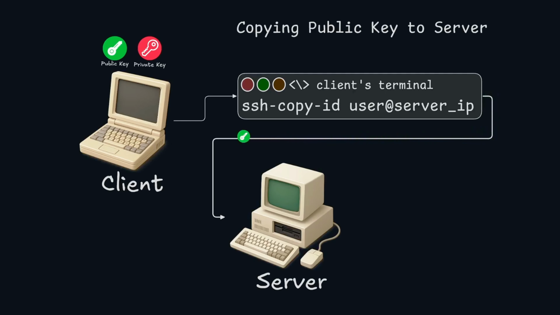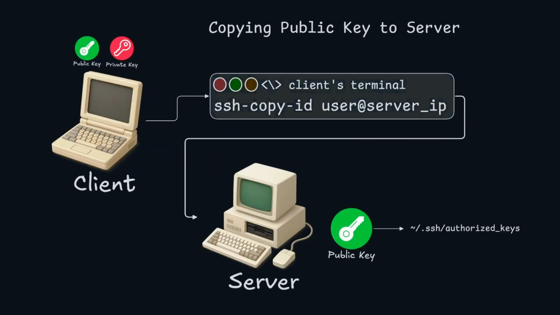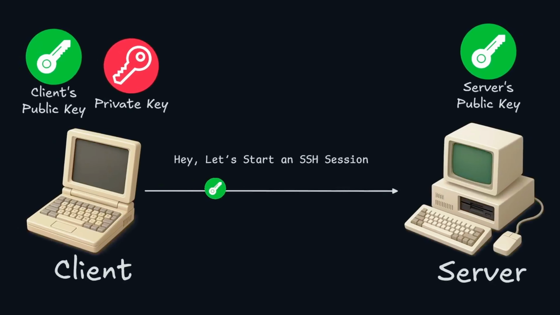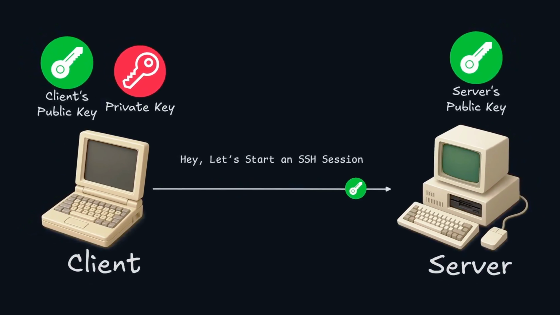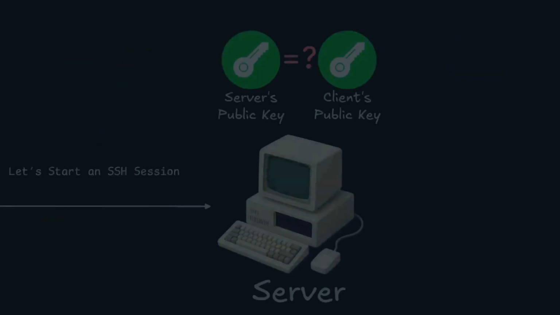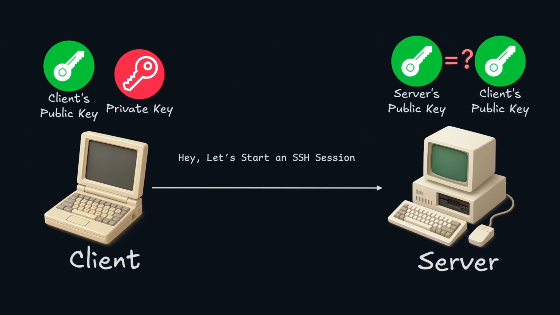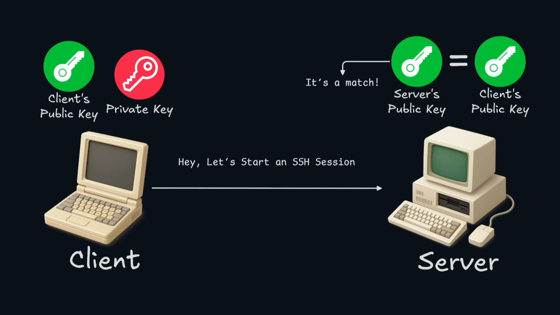Once the public key is added to the server, typically inside the authorized keys file, the system is ready for authentication. When a connection attempt is made, the client informs the server which key it wants to use. The server then checks whether this public key exists in its authorized list. If the key is not found, access is denied immediately. If the key is recognized, the authentication process continues.